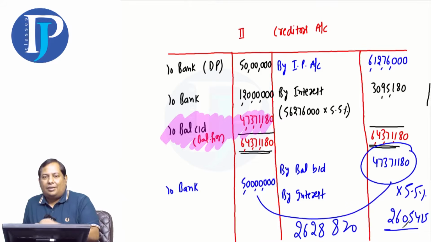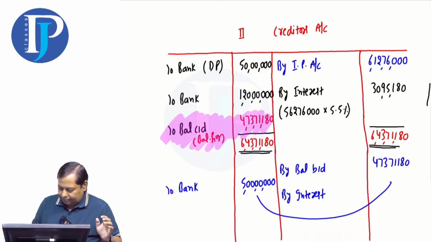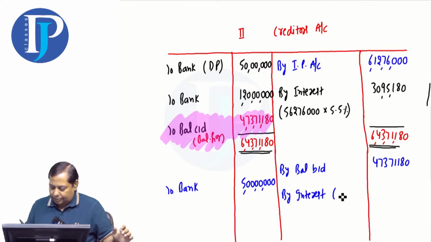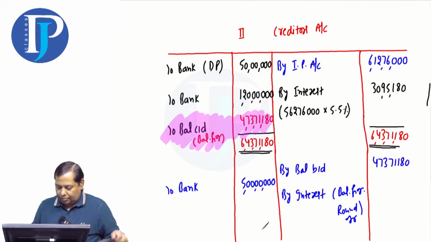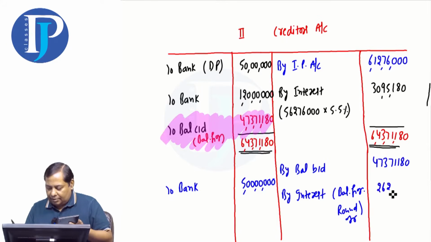What is the better option? We cannot reduce the payment. It is 5 crore and we will have to pay. Let's round off the difference. Come with me. I'll write it here. Balancing figure. Five crore minus 4 crore 73 lakh 71,180 is 26 lakh 28,820.